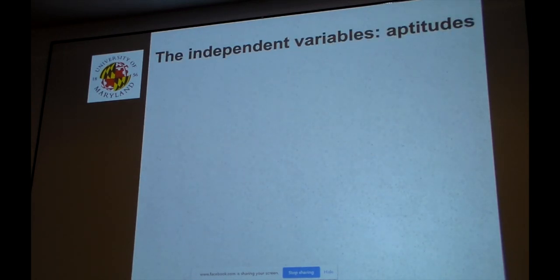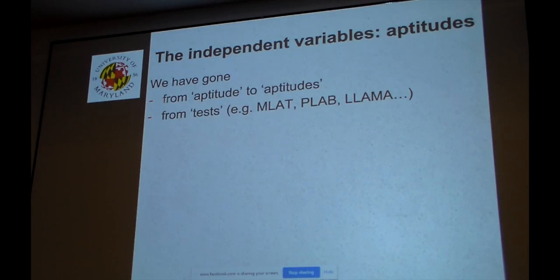So, in the various areas, what should be done? Independent variables, what is the situation? We have gone from talking about aptitude to aptitudes, because we have come to realize that there is no one aptitude, that there is a number of specialized aptitudes, and maybe you can design a test that combines many of them, but certainly it's not like it is one thing. We have gone from tests like the MLAT or the PLAB or the LAMA to test batteries, including a whole bunch of different tests, sometimes taken from elsewhere, sometimes developed especially for the HiLAB.